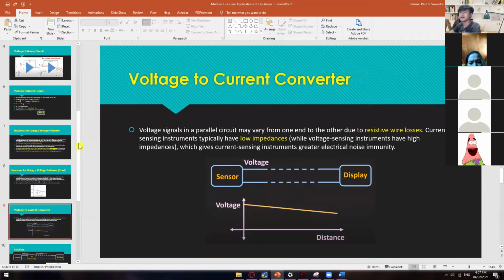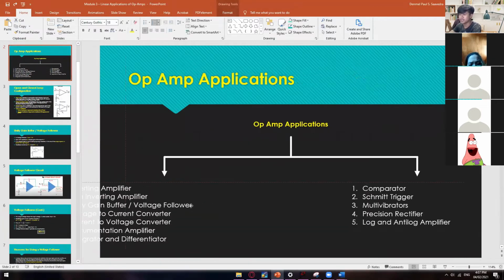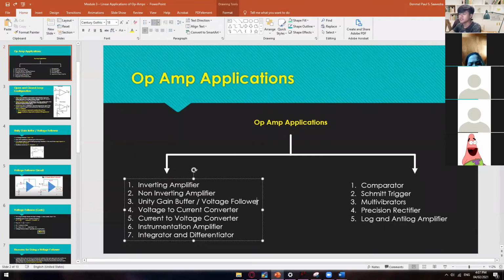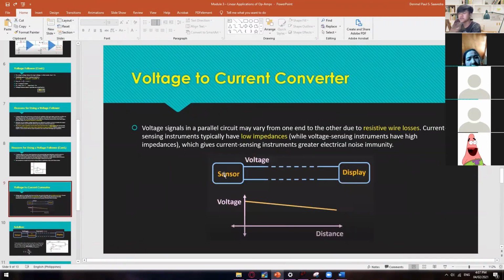So after the unity gain buffer or the voltage follower, we have here the voltage to current converter. So what is this voltage to current converter? As its name implies, it converts the voltage source into a current source. So why do we do this?